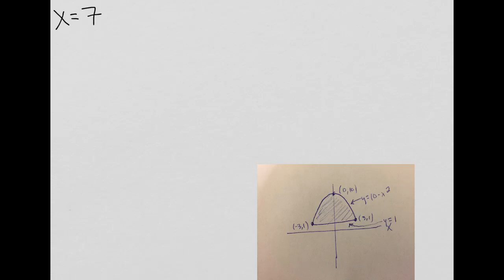This next one asks us to revolve it around line y equals x, or x equals 7. So I got my parabola here. This is x equals 3. So my x equals 7 is going to be over here. So it's going to look something like this.